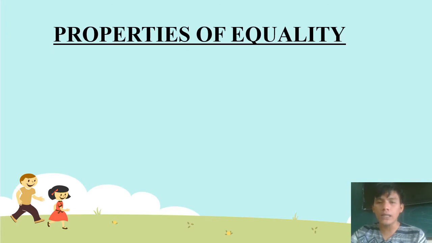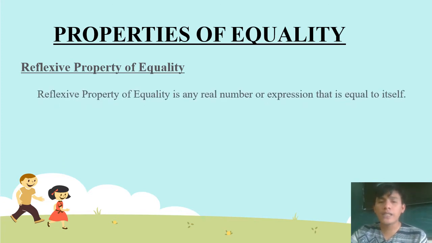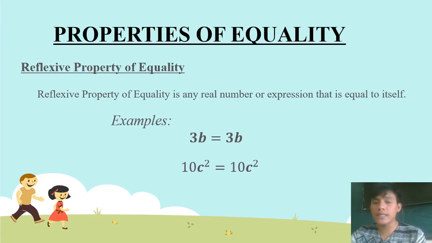Properties of equality. The first property that we will discuss is the reflexive property of equality. Reflexive property of equality is any real number or expression that is equal to itself. Example, 3b is equal to 3b. That's an example for reflexive. Another example, 10c squared is equal to 10c squared. That is the reflexive property of equality. Please don't forget that.